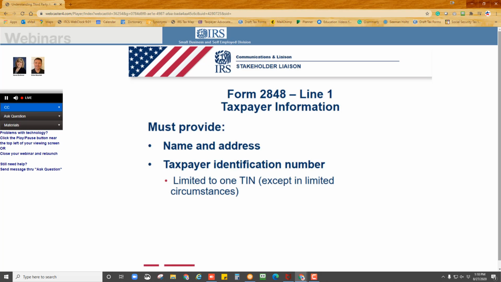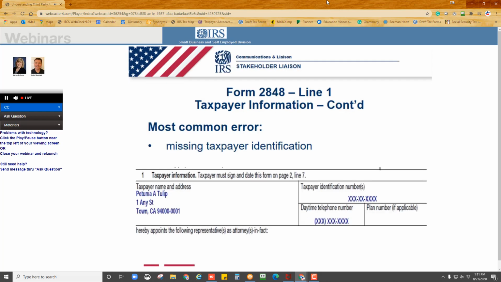The second time that it would be okay to list more than one TIN on line 1 is if the taxpayer is an estate and the Form 2848 is authorizing representation in connection to multiple forms to be filed by the estate, such as the forms 706, 1041, and 1040. So again, in this scenario, you could include both the decedent's Social Security number and the EIN of the estate on Form 2848. Now, moving along.